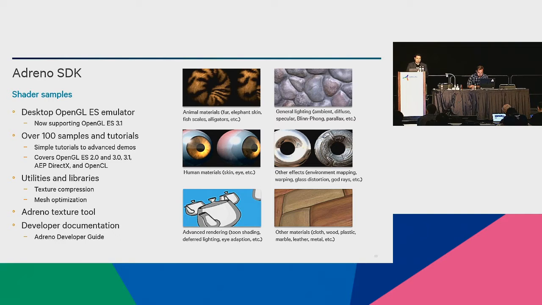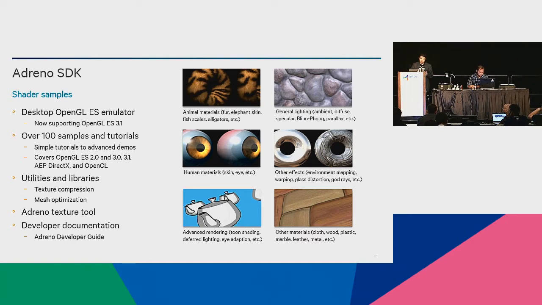We also have texture tools, so if you want to compress in different texture compression formats like ETC, ETC1, ETC2, ASTC, ATC, all these different formats are available. We have a visual tool that you can compress with, as well as a library that you can plug into your tool chain to automatically compress your textures as you make a new build for the games.